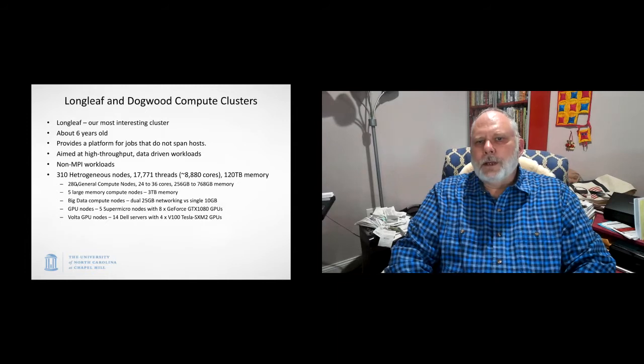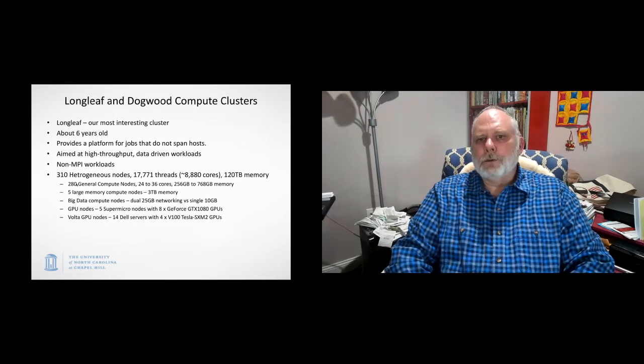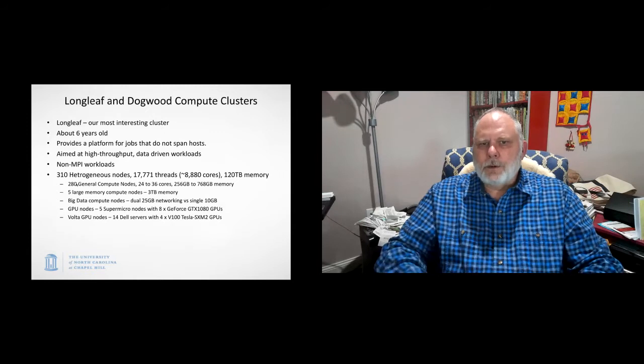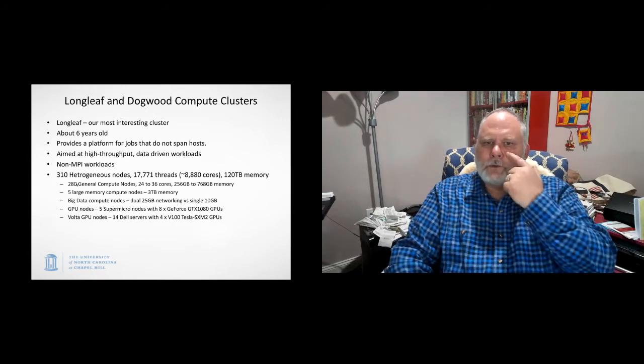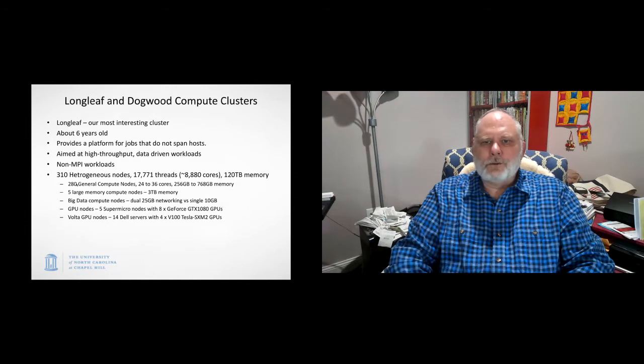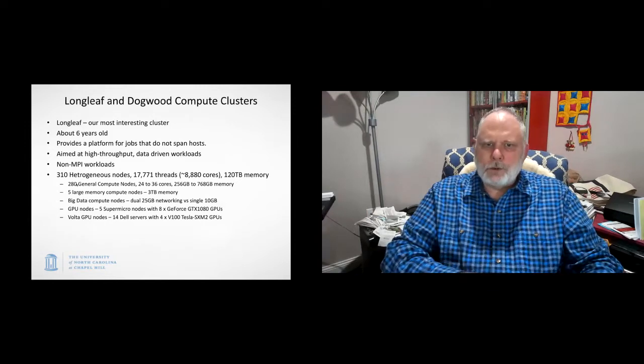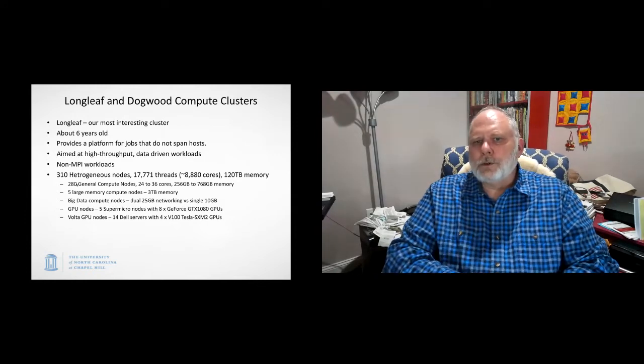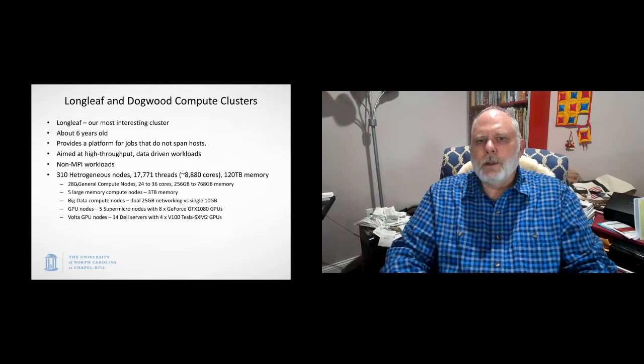Currently, we've got about 310 nodes on there, and they're not all the same. They're all similar, but they're not the same. So we have a number of 280 nearly nodes varying from 24 to 36 cores, different amounts of memory. We have some large memory compute nodes. We have some big data nodes. We have GPU nodes, and so on. Our total's about just under 9,000 cores, 18,000 threads.